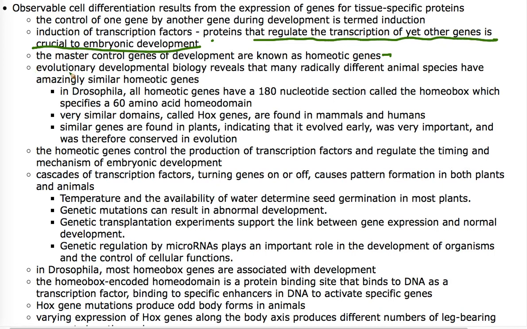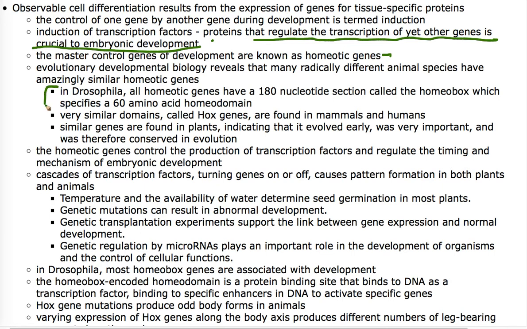Evolutionary developmental biology reveals that many radically different animal species have amazingly similar homeotic genes. Humans and fruit flies share a lot of homeotic genes, which is kind of surprising because they're tiny and they're bugs, and we're big and we're not.